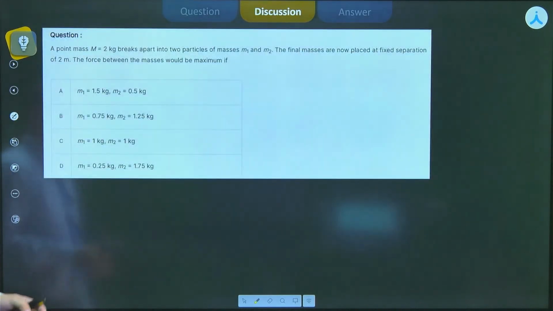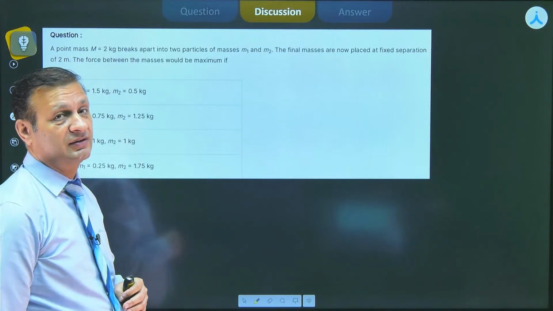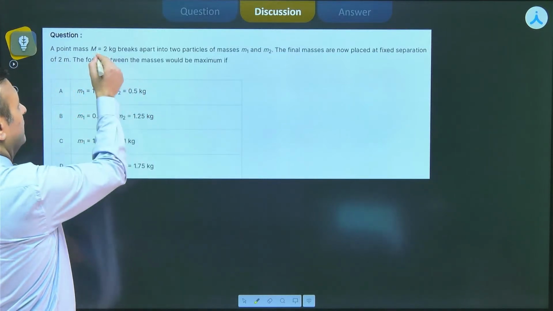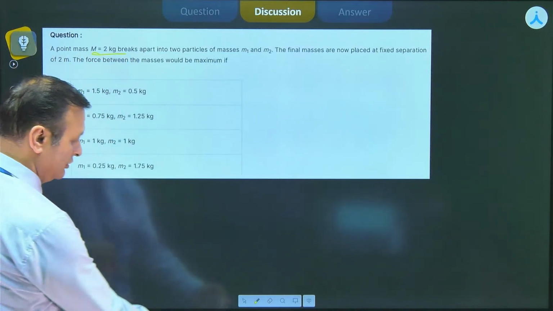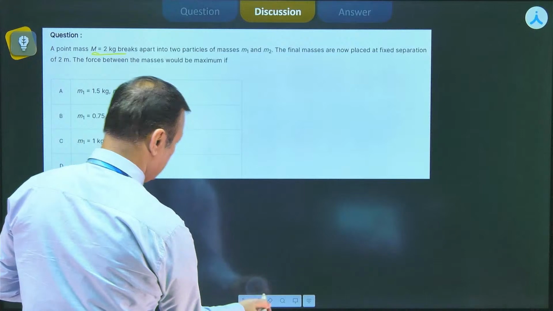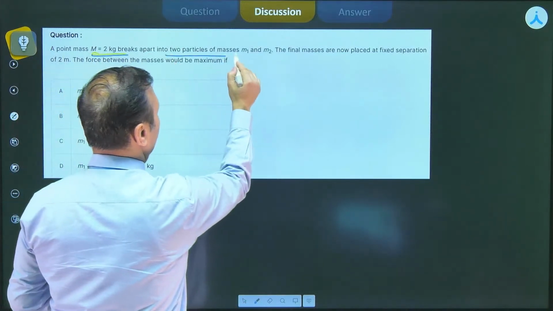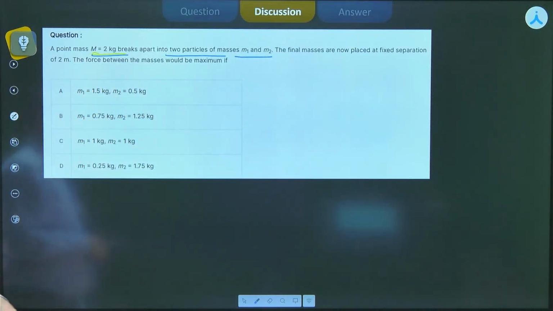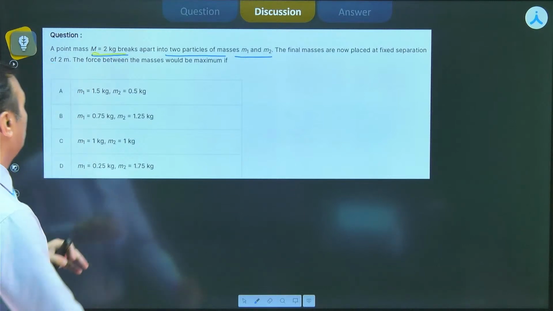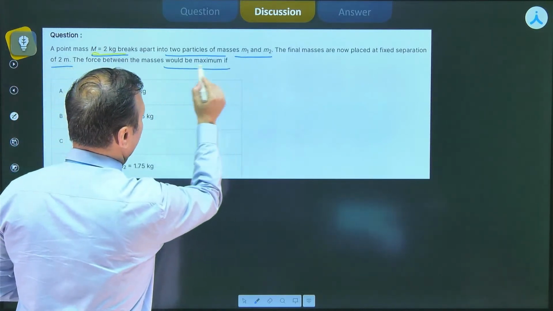Now coming back to the main question. A point mass capital M, 2 kg, breaks apart. So let me change the color. It breaks apart into two particles of masses m1 and m2. The final masses are now placed at a fixed separation of 2 meters. The force between the masses would be maximum.